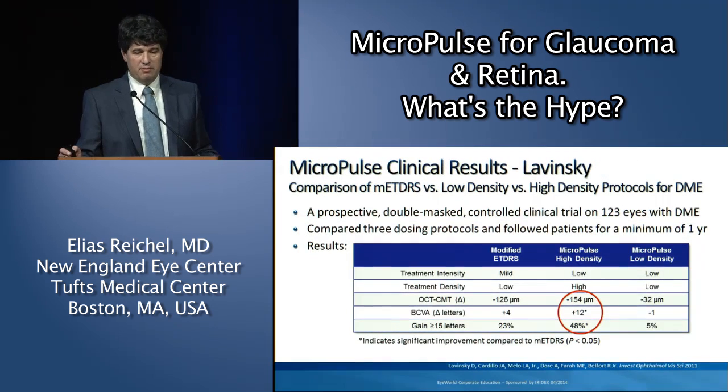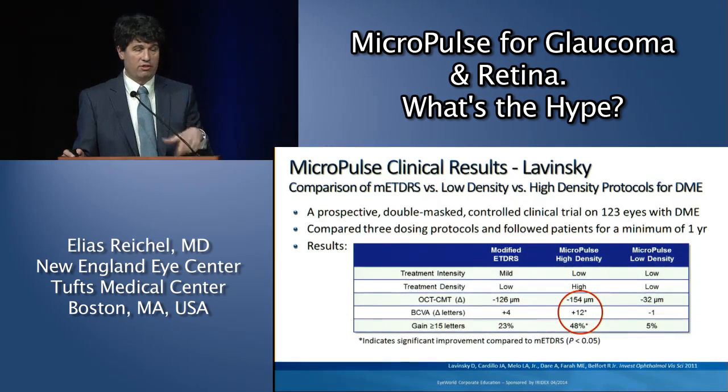So Levinsky's paper compared 3 approaches to using laser photocoagulation. One approach was the modified ETDRS. Another was micropulsing, either high density or low density micropulsing. And the cartoon that was shown earlier, which I will show again, compares low density versus high density micropulsing.